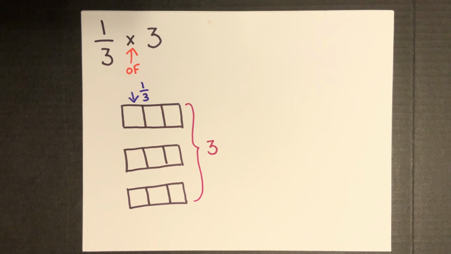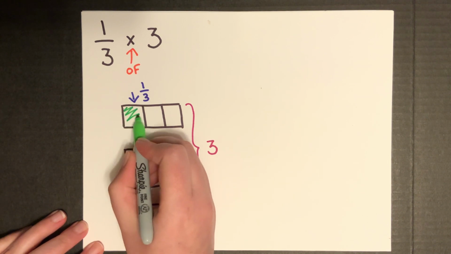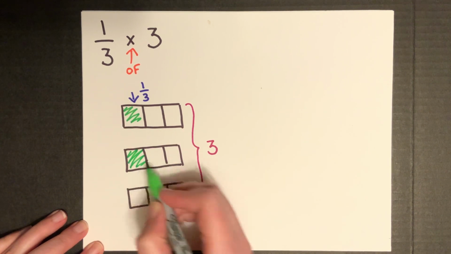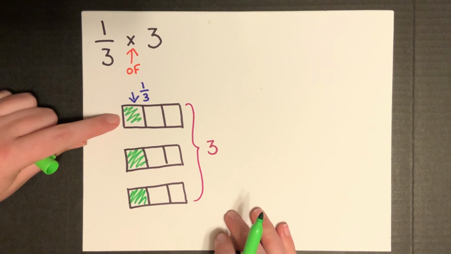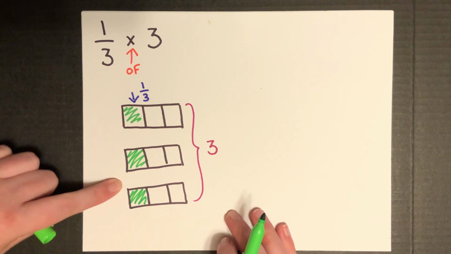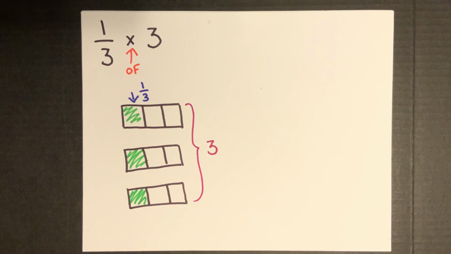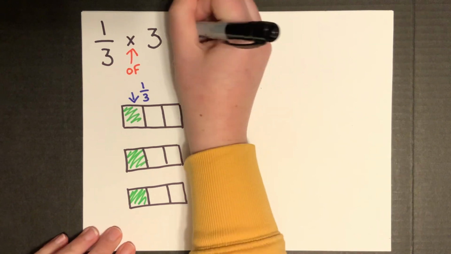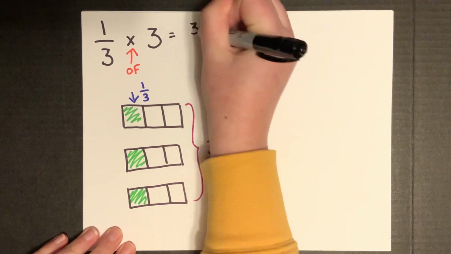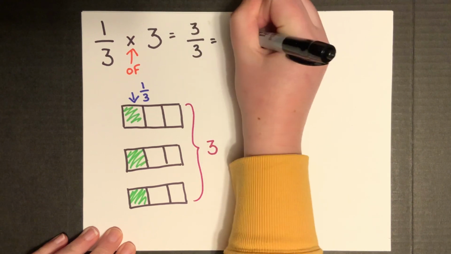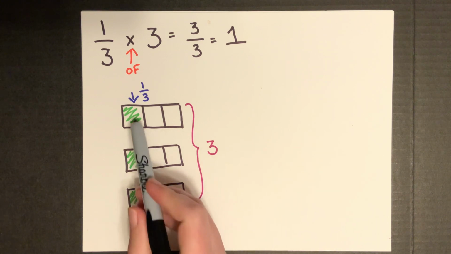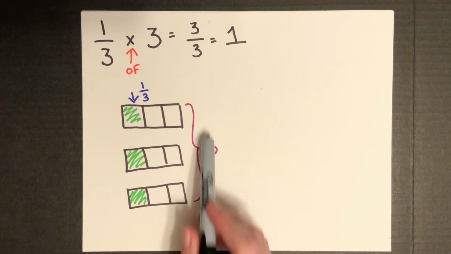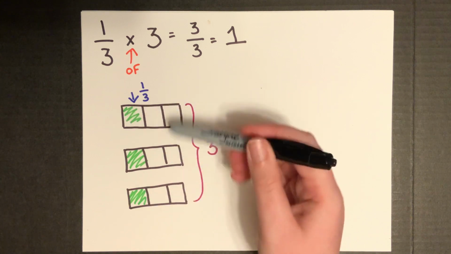So I'm going to shade in 1/3 in each of my arrays. So if we look at it, we have 1/3, 2/3, 3/3. So 1/3 of 3 is equal to 3/3, which is equal to 1 whole. Okay, so the modeling comes from the bar models, which create an array.